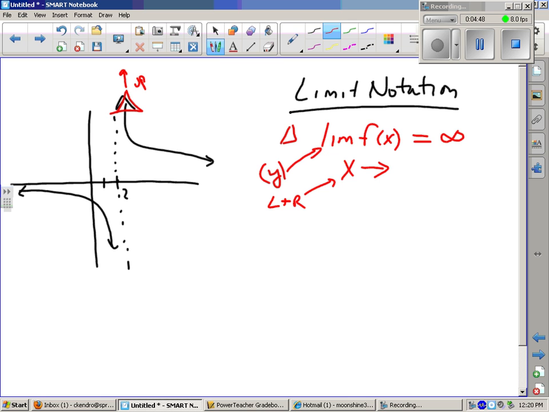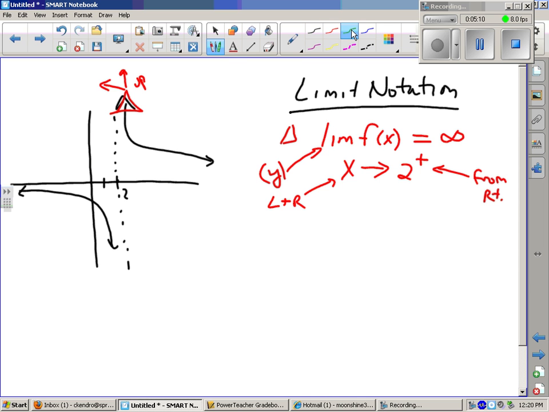So this thing is going to the left towards this dotted line, but it's never going to cross the dotted line. So we say that as x approaches 2, and it's coming from the right. So this little plus sign means from the right. If it's from the left, we would put a negative there. So that's how you would describe that top arrow.